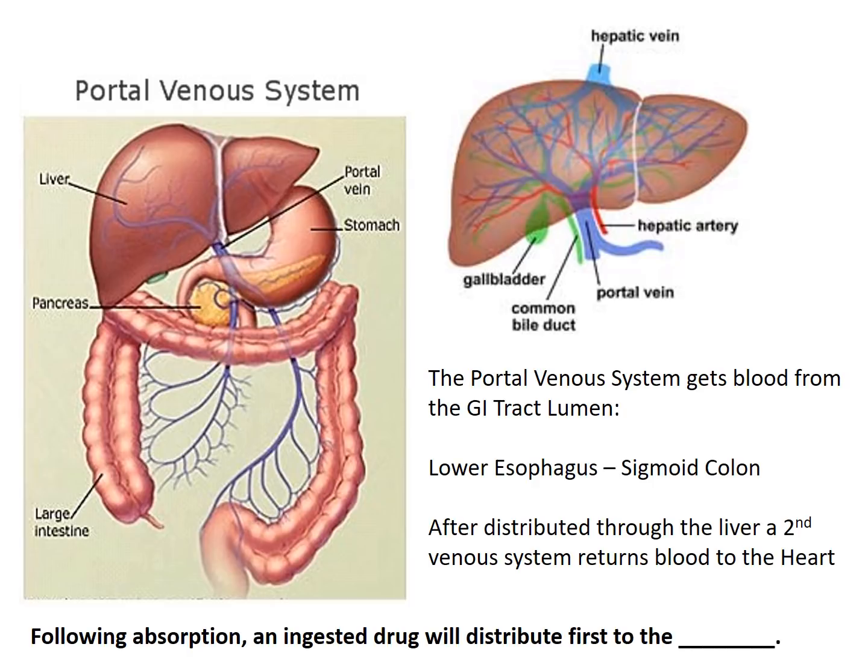So in that bottom bolded statement, following absorption, an ingested drug or a drug taken PO will distribute first to the liver via the portal vein before it gets into systemic circulation. And then in the liver, some metabolism will occur such that some of the drug which has been ingested will be metabolized and often rendered inactive before it even sees systemic circulation. That's referred to as the first pass effect.